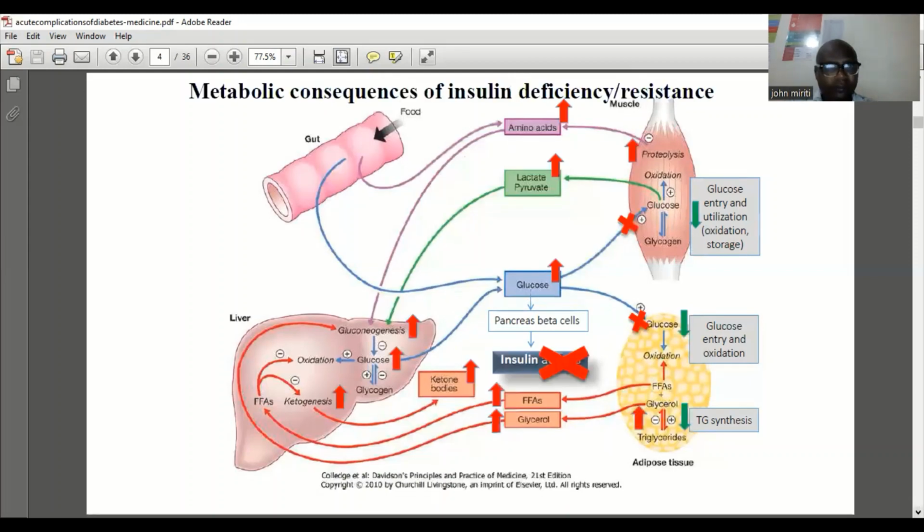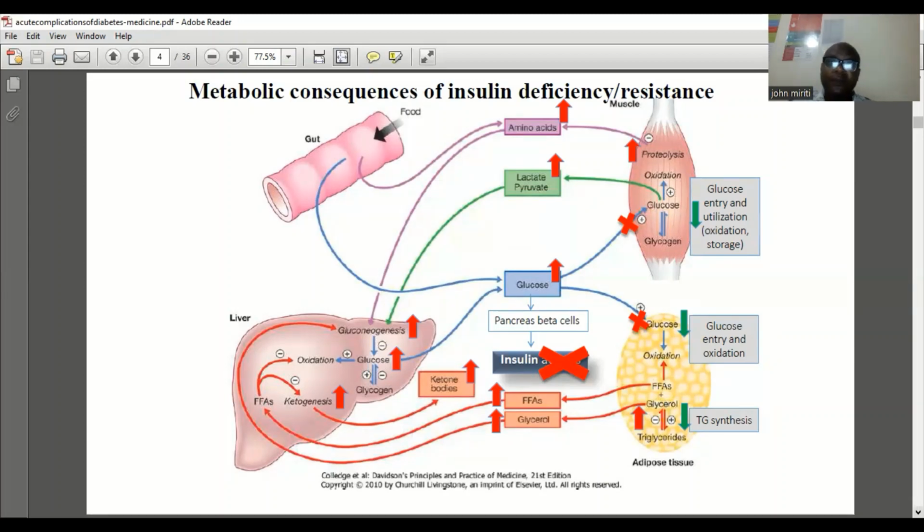Now, how does it happen if there is not enough insulin, or there is insulin resistance, in terms of metabolism of these fats and this glucose? You take food, there are amino acids in the blood circulation, and since there is no insulin, or there is reduced insulin, there is an increase of amino acids because there is not enough uptake of amino acids to the liver.